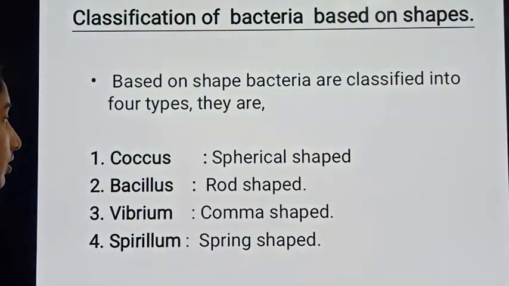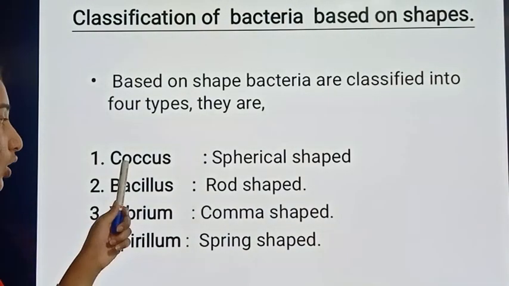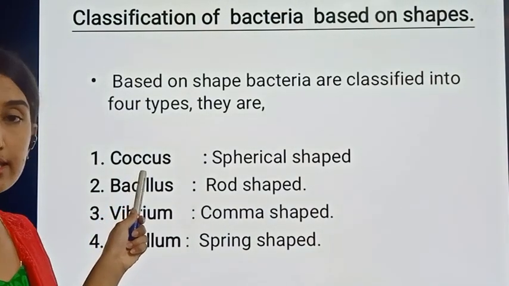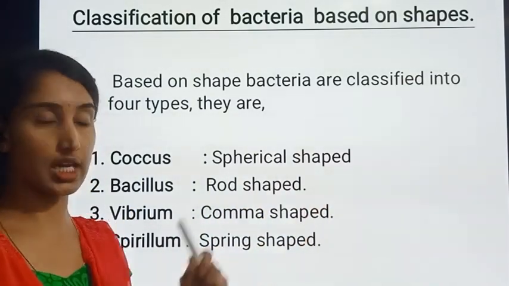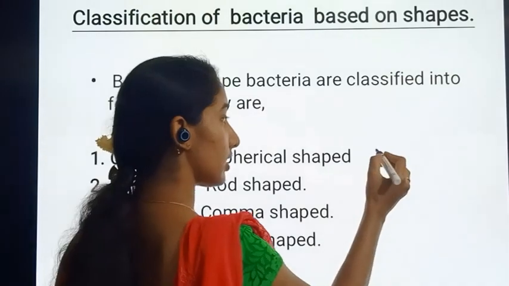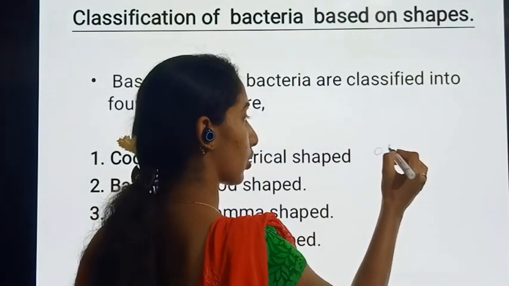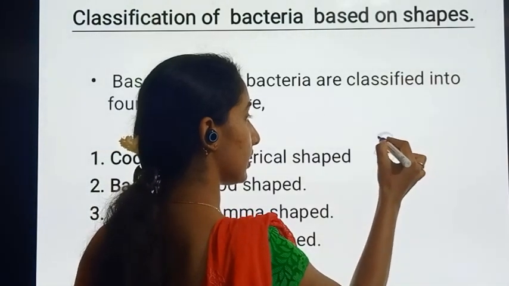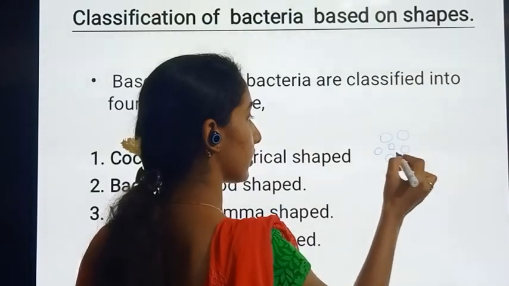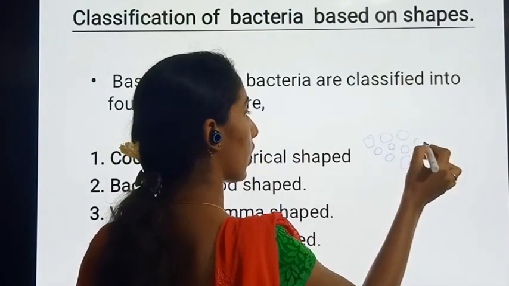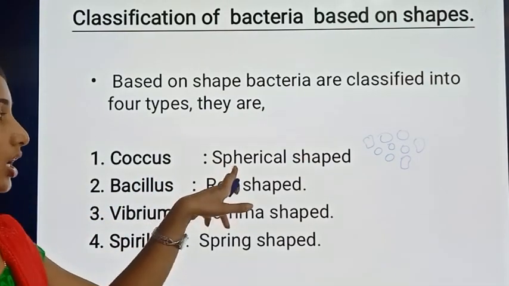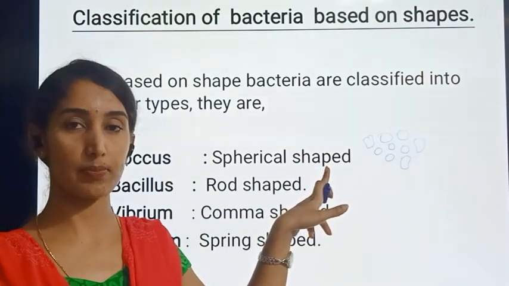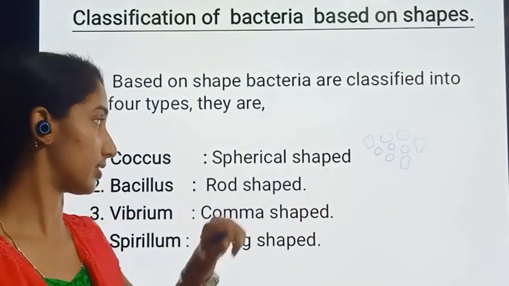Which are those? The first one is coccus. That is the bacteria which are spherical in shape, and those types of bacteria are called coccus.